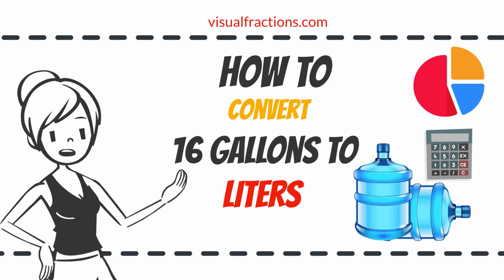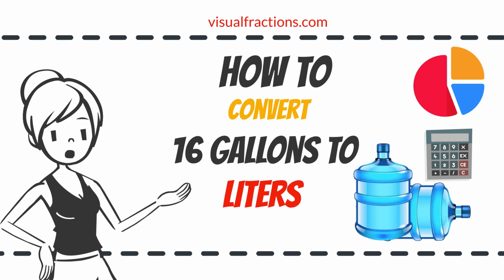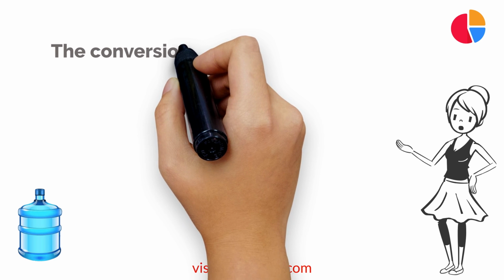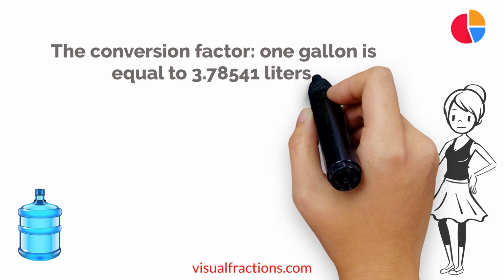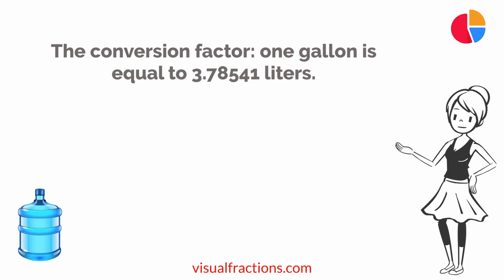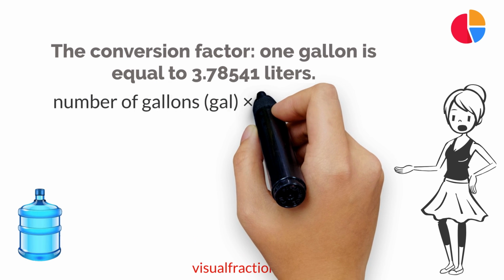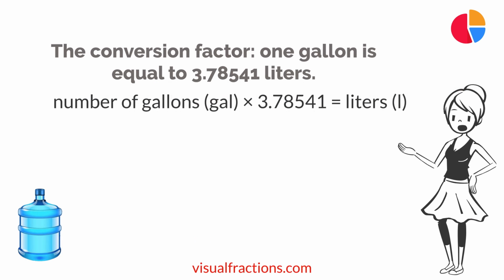Today, we're here to assist you in converting 16 gallons to liters. First, let's recall the conversion factor. 1 gallon equals approximately 3.78541 liters. To convert gallons to liters, simply multiply the number of gallons by this factor.